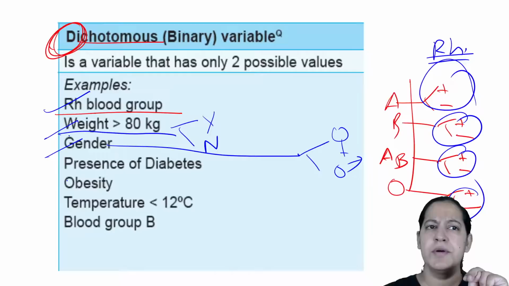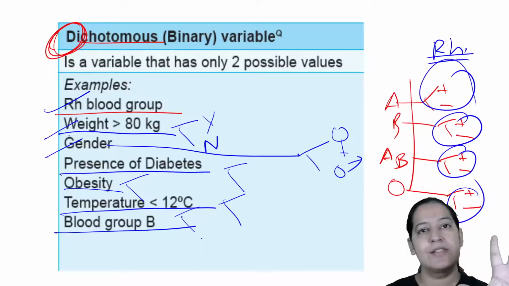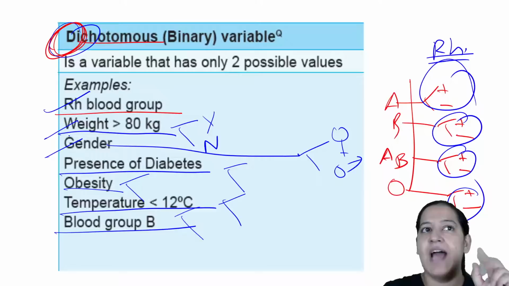What is the presence of diabetes? Say yes or no. What is the presence of obesity? Say yes or no. Is the temperature less than 12 degrees today? Say yes or no. Do you have blood group B? Say yes or no. So you have only two options. That is known as dichotomous. "Di" means two, yeah, binary. That is two.